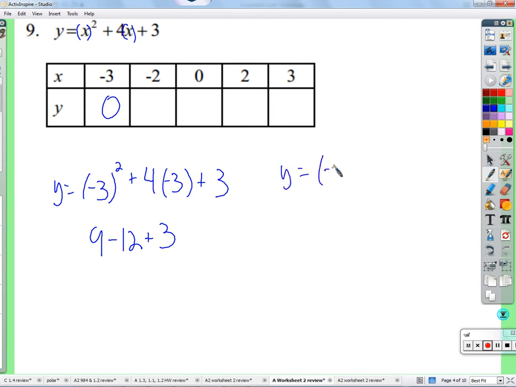Once again for negative 2. Negative 2 needs to get squared. Plus 4 times negative 2 plus 3. Negative 2 times negative 2 is 4, minus 8 plus 3, that's negative 4, plus 3 is negative 1.